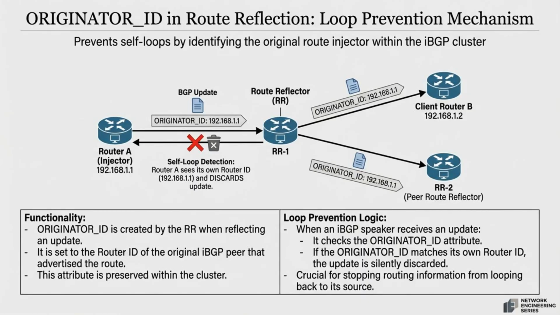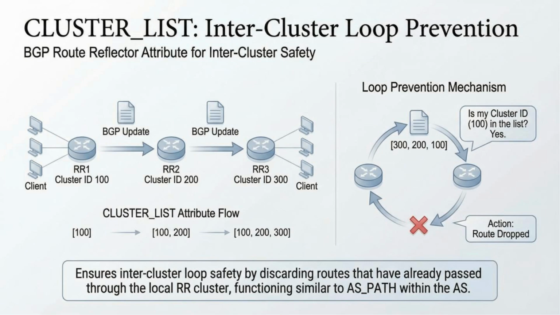When you enable route reflection, BGP adds 2 new attributes to the update. 1. Originator ID. This is the router ID of the router that originally injected the route into the iBGP mesh. If a router receives an update with its own originator ID, it ignores it. 2. Cluster_list. This tracks the route reflectors the update has passed through. It works exactly like an AS path, but inside the AS. If a route reflector sees its own cluster ID in the list, it discards the update.